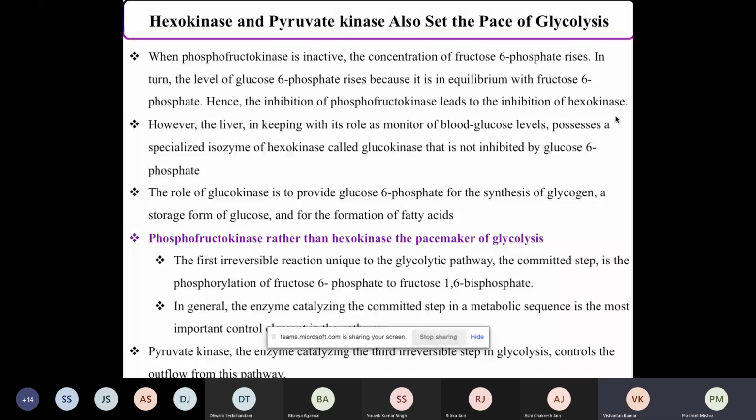So when you block the enzyme which is in the forward reaction, what will happen? If the substrate accumulates, what will happen? It will also block the reaction which is at the starting point.